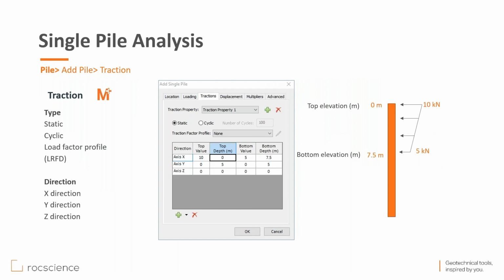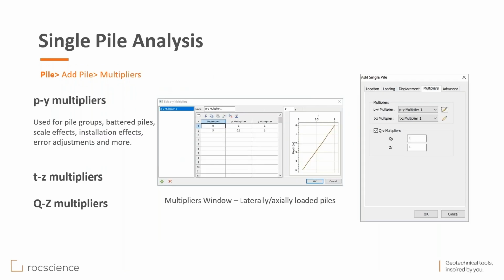Different traction load application options do exist. We will not go through those in detail. You have the option to modify your p-y curves and t-z curves using multipliers, and those multipliers are custom defined, and are used for modifying the behavior of pile groups, battered piles, scale effects, installation effects, error adjustments, and a whole lot more.